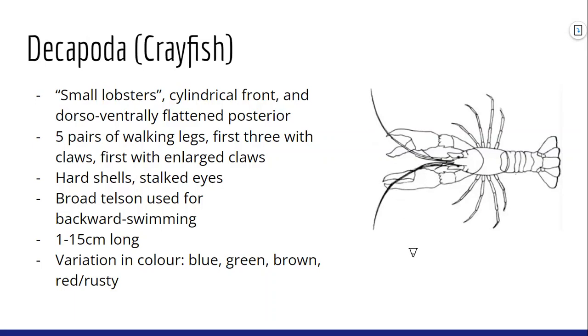They have very hard shells and their eyes are held on stalks. They have a broad telson, which looks like a tail, but it's just the last segment of their abdomen. And they'll use that for swimming backwards. So you may see that when you're out sampling for these guys. They are usually 1 to 15 centimeters long. And again, they can vary in color: blue, green, brown, and sometimes red or rusty.